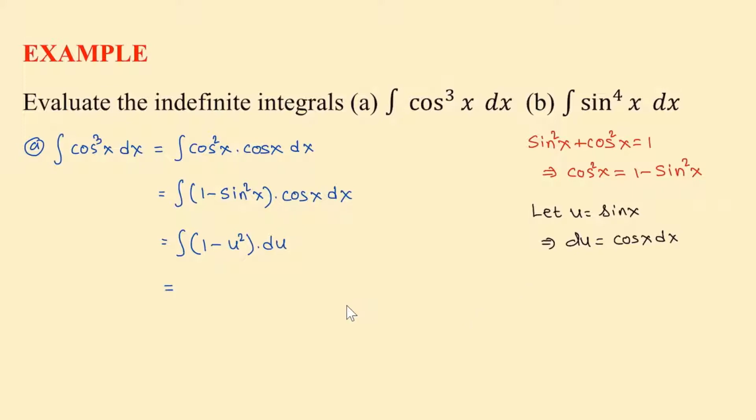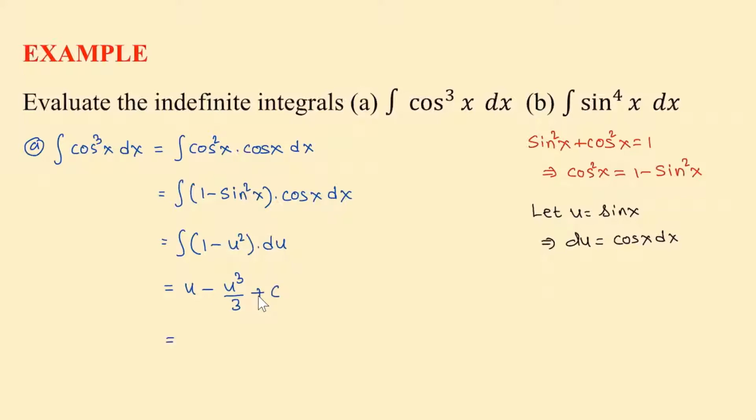Now you can see that this integral is easy to evaluate. Integration of 1 with respect to u is u, then minus the integration of u squared, which is u cubed over 3, because we increase the power by 1 and divide by that new power. We use the power rule for integration. And this is an indefinite integral, so we add the constant of integration plus c.